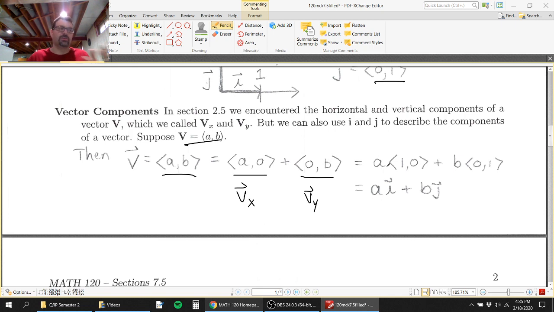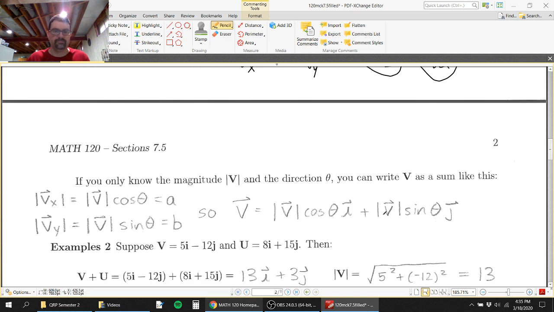You can sort of factor out that real number so that a comma 0 is just the same as the real number a times 1 comma 0, and likewise for b. But 1 comma 0 is i, and 0 comma 1 is j. So this a comma b, the way we wrote those coordinates for v, you could actually just write that vector as a times i plus b times j. All right, here's basically your horizontal part and your vertical part.